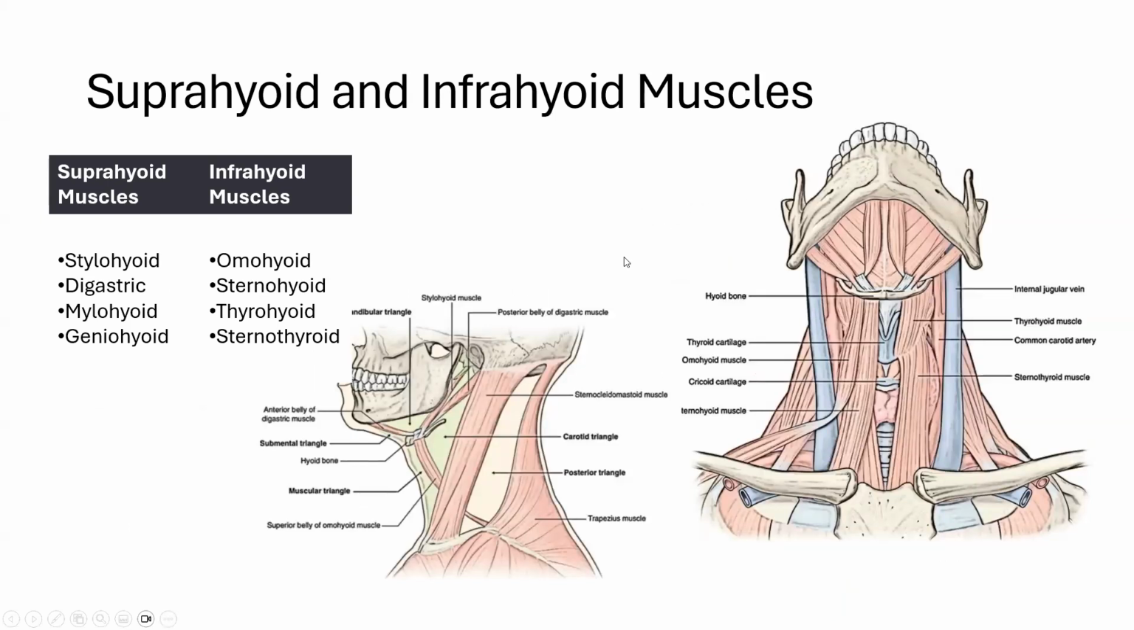Suprahyoid and infrahyoid muscles. Questions could be asked on these muscles. Suprahyoid muscles are the stylohyoid, digastric, mylohyoid, and geniohyoid muscles. Infrahyoid muscles are the omohyoid, sternohyoid, thyrohyoid, and sternothyroid muscles.